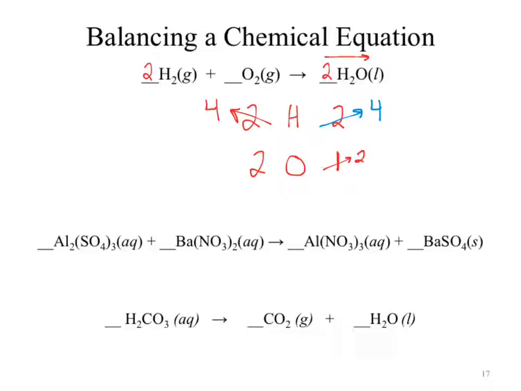I go to oxygen. How many oxygens on the left? How many oxygens on the right? 2. Now what do we do? Check your work. We go back. Hydrogen: 4 and 4. Oxygen: 2 and 2. Now what do we do? Check your work.